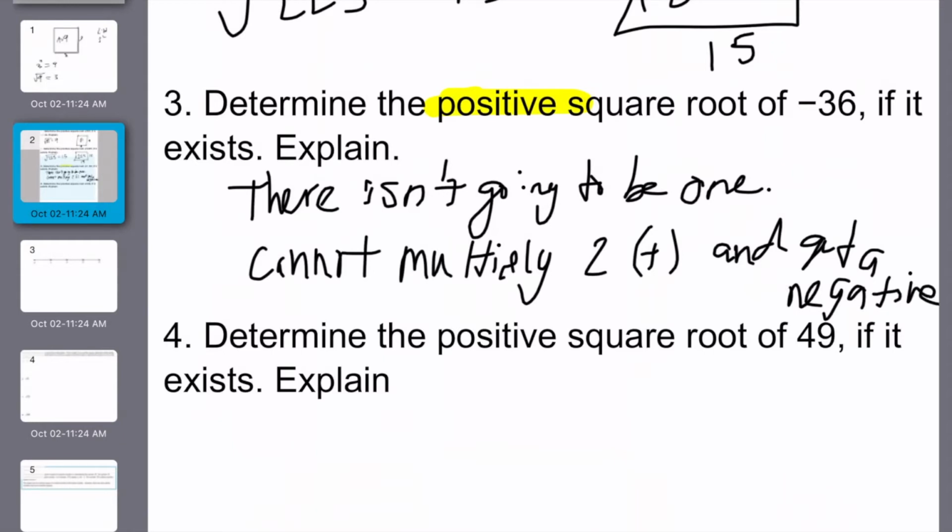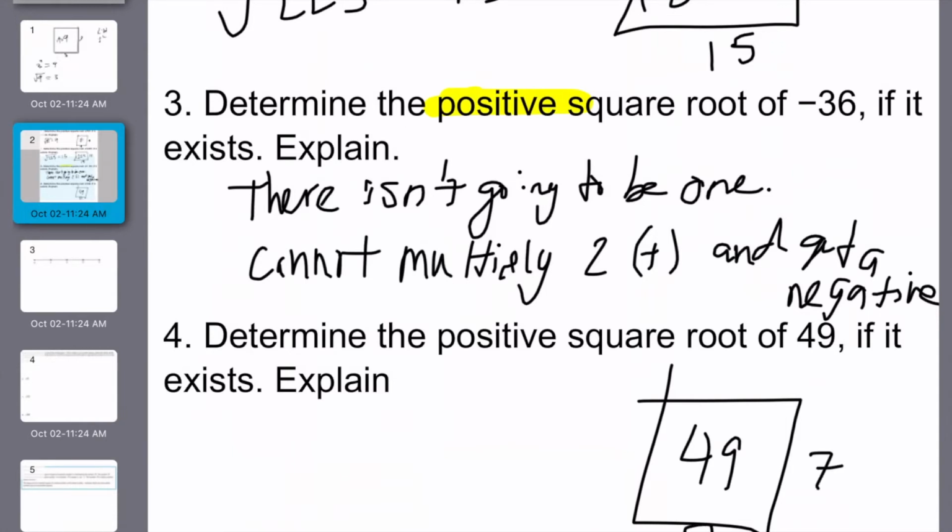All right, determine the positive square root of 49. I'm trying to think, what numbers can I multiply? I know that 5 times 5 is 25, so that's not going to get me my right area. 6 times 6 is going to be 36. That won't be right, but 7 times 7 will be right. So I know the square root of 49 is going to equal 7.